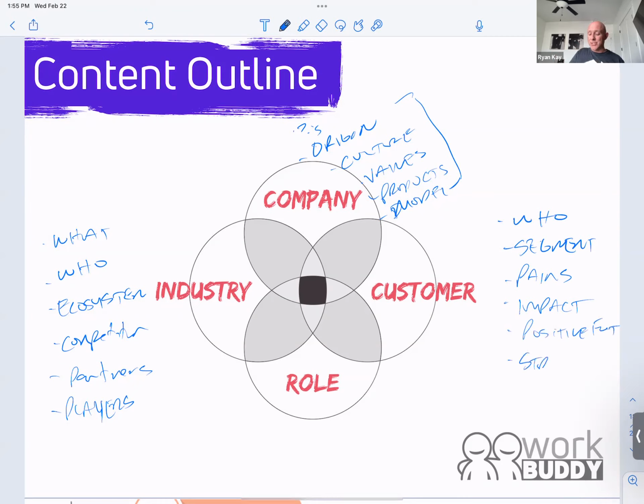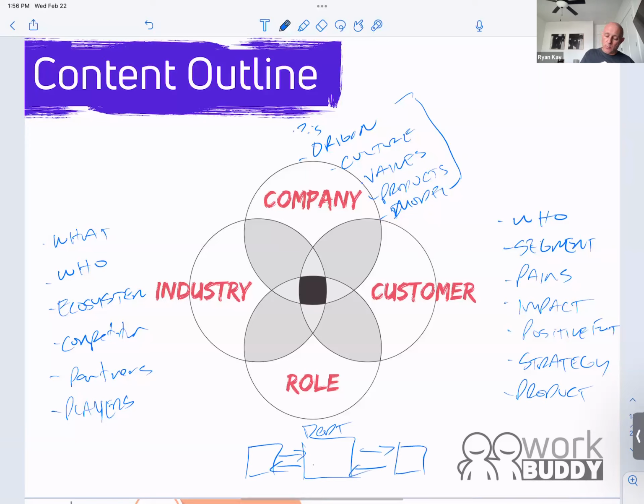And what's the strategy or the steps they need to take to get to it? How does our product help solve it? Then you get to the actual role. This is about my department. Who comes before me that I interact with? Who comes after me that I interact with? And what is my actual job here in the middle? I have a list of questions for each of these things.